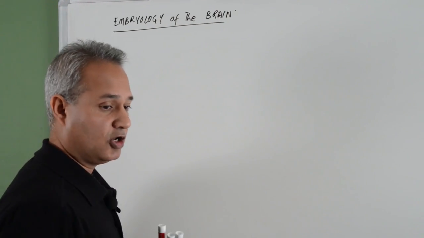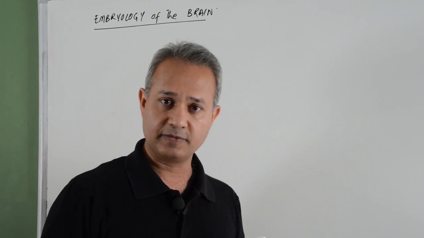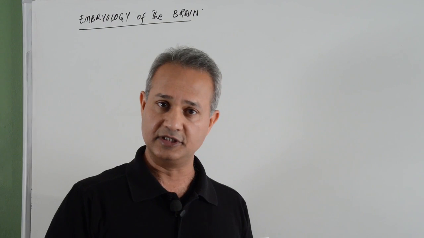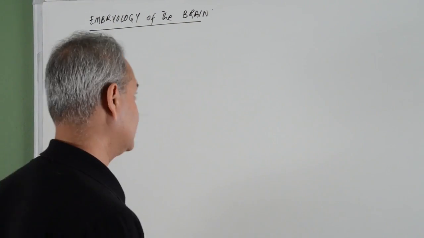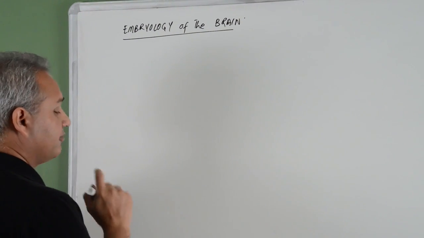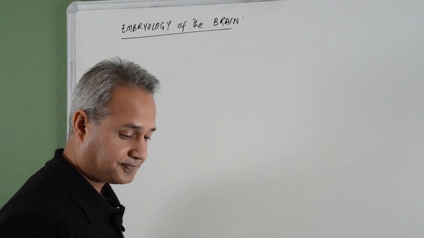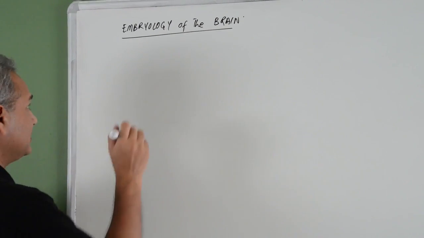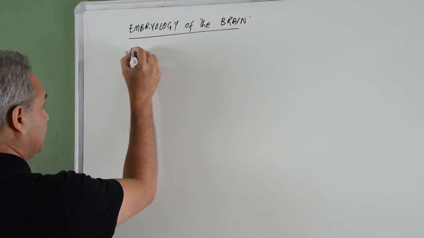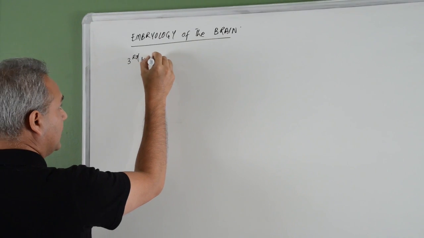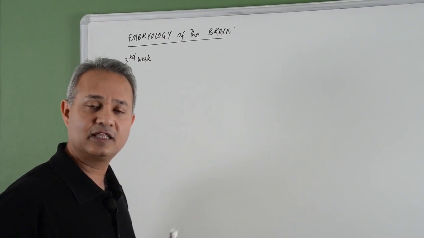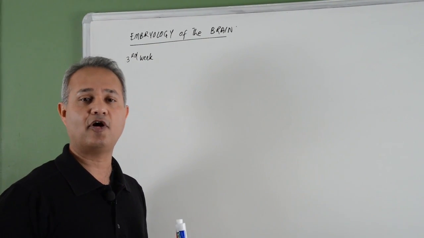So the embryology of the brain, or the brain development. This lecture will not include the spinal cord development, and it will not include the pathologies. We will do that in a separate lecture. So let's start with this one. The first thing to remember is this. Usually the brain development starts in the 3rd week, and by 4th or 5th week the major structures have actually formed.